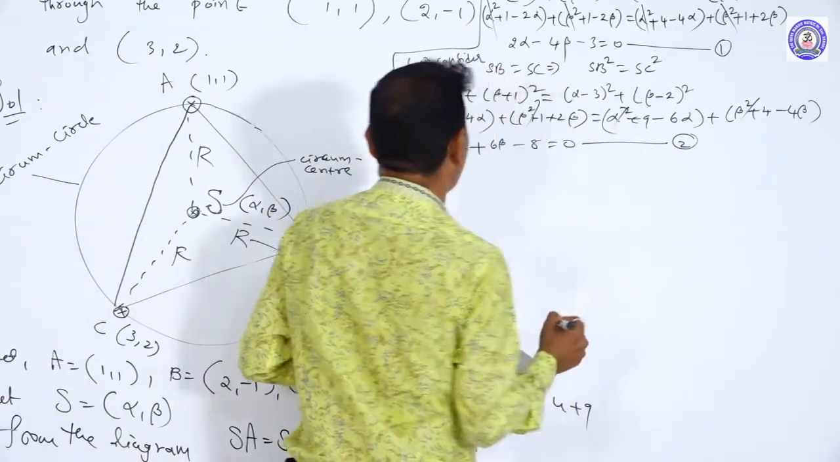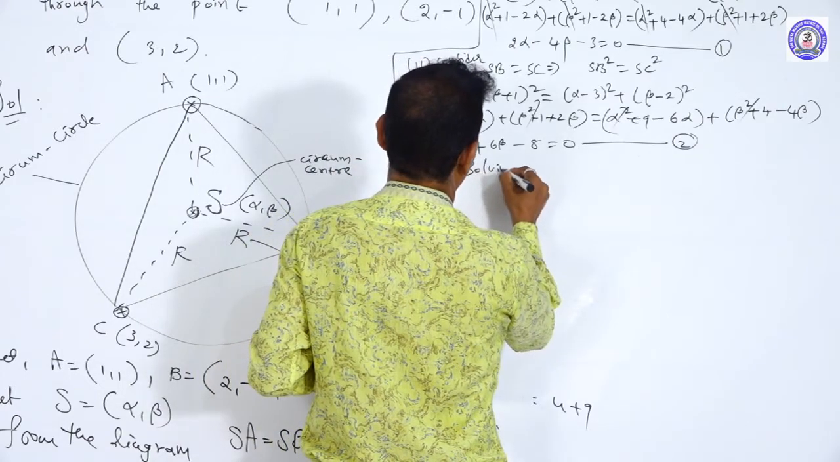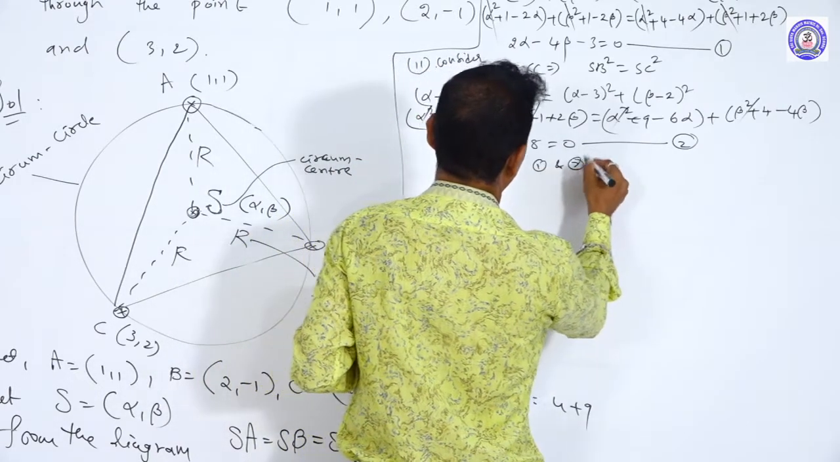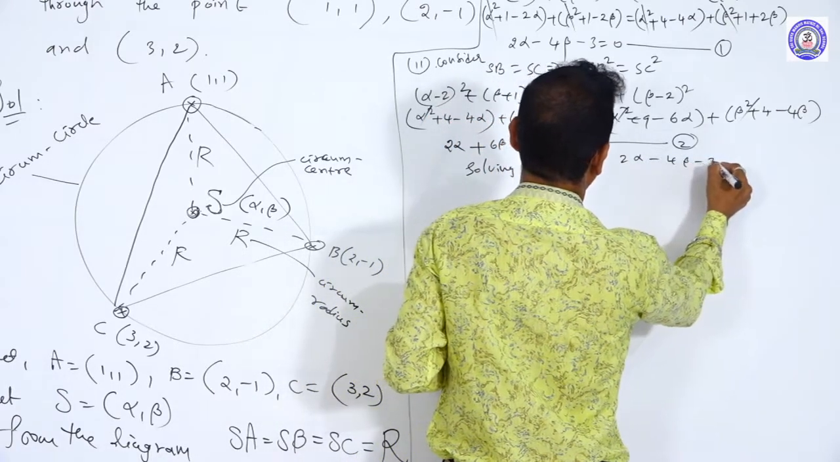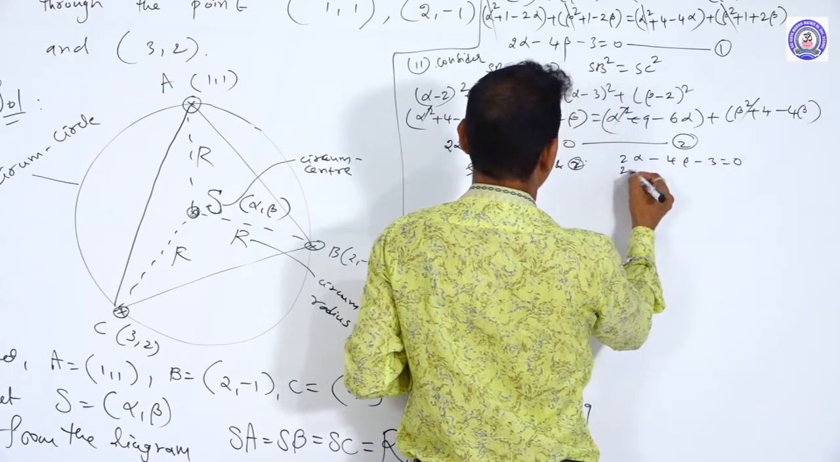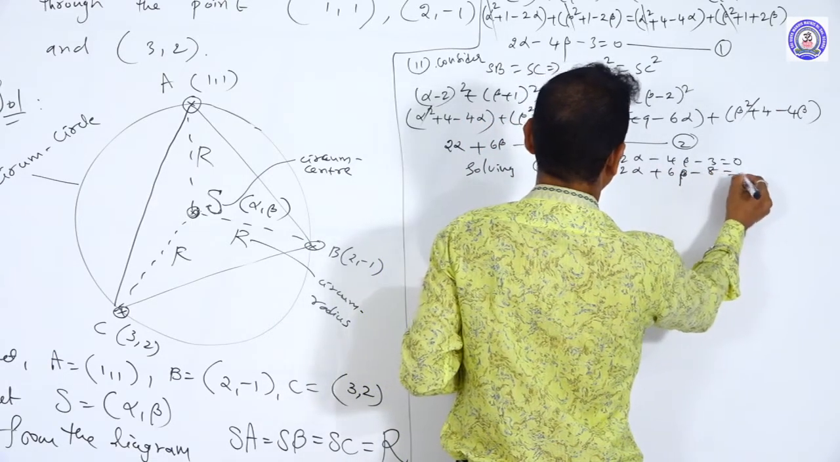So from 1 and 2, solving 1 and 2. The first is 2 alpha minus 4 beta minus 3 is equal to 0. The second is 2 alpha plus 6 beta minus 8 is equal to 0.